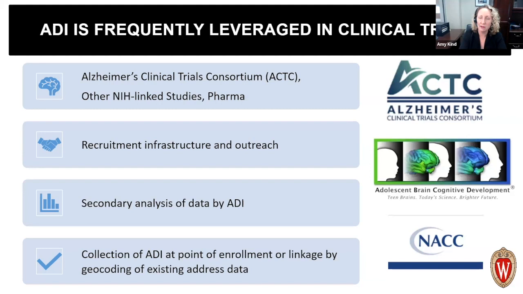Pharma has also been very interested in this metric. I have had many meetings with large multinational pharma groups that are interested in using the ADI in a number of different ways. So how might they use it? Well, first, when we think about recruitment infrastructure and outreach, often there is interest, as there should be, in recruiting populations that reflect the general society as a whole. And obviously, often our trials and our clinical cohort studies and other research resources are skewed to individuals that tend to be wealthy and predominantly white.